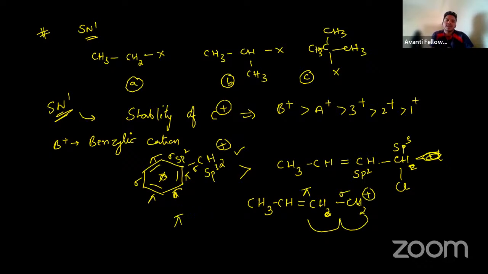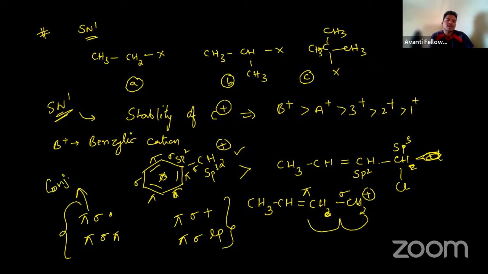Whenever you see pi, sigma, positive charge, pi, or pi, sigma, lone pair, or pi, sigma, free radical, or pi, sigma, pi, this kind of arrangement is called conjugation. If you see this kind of conjugation, fix strictly in your mind that it is highly stable because of resonance. Is it clear to you all? Clear? Yes. So the benzylic cation is more stable than allylic, then tertiary, secondary and primary.